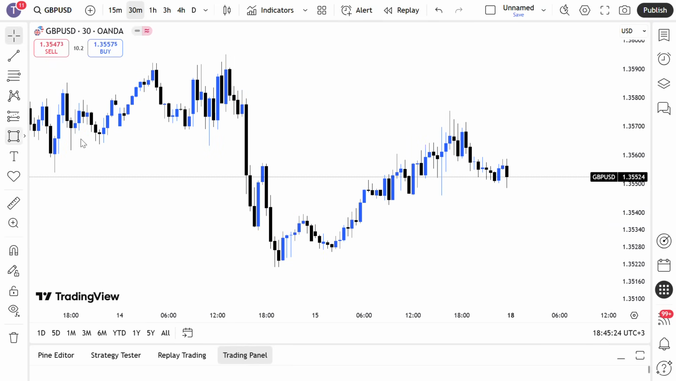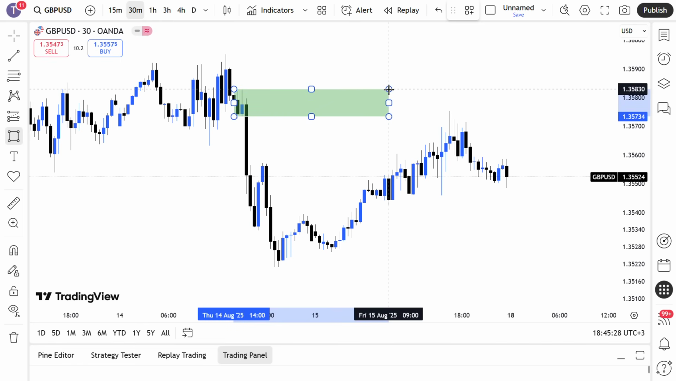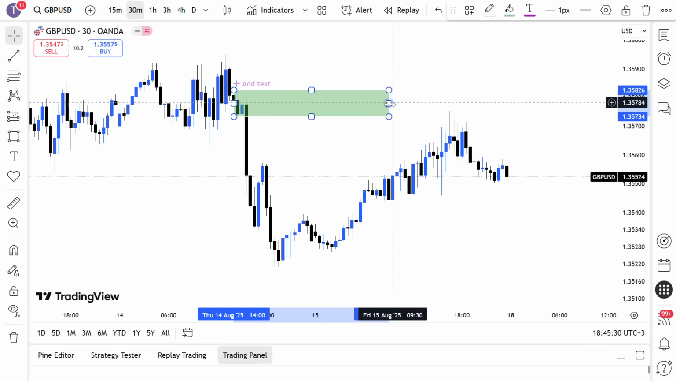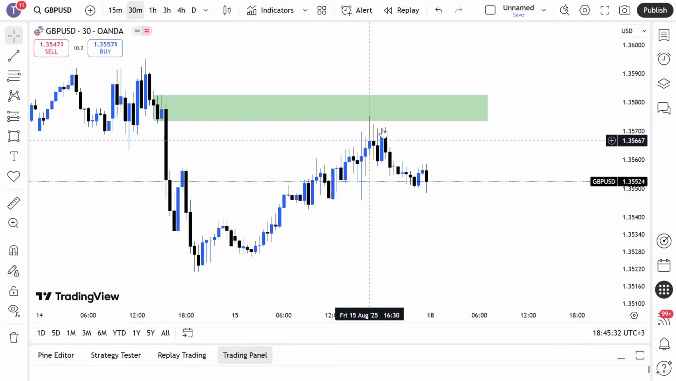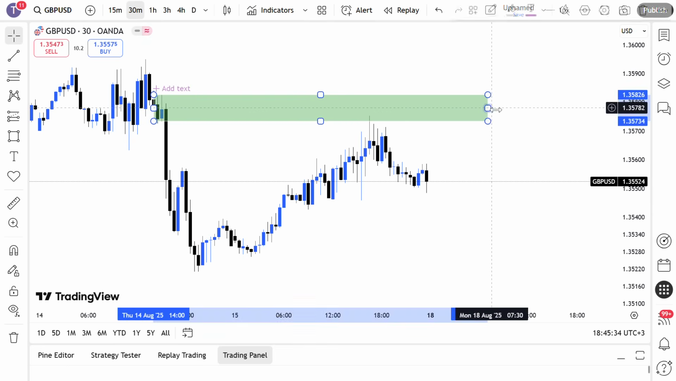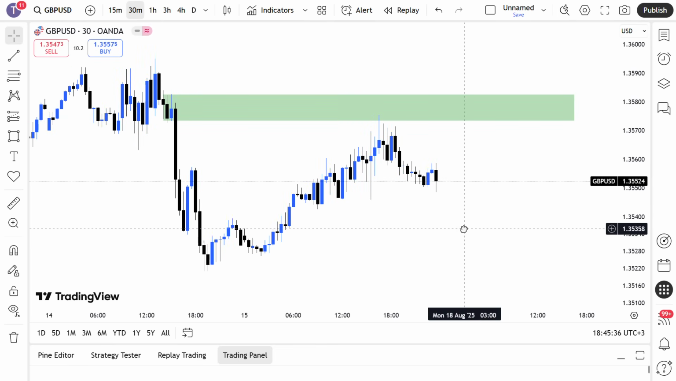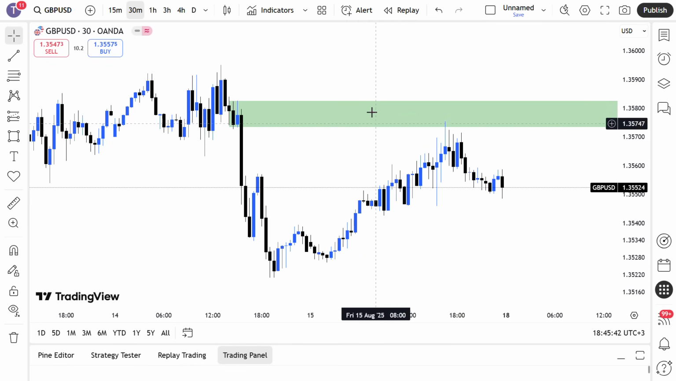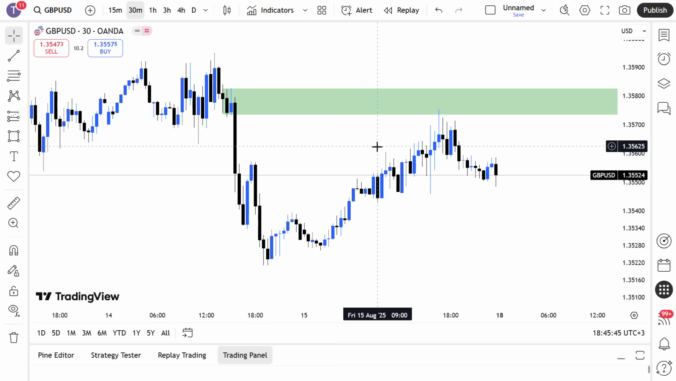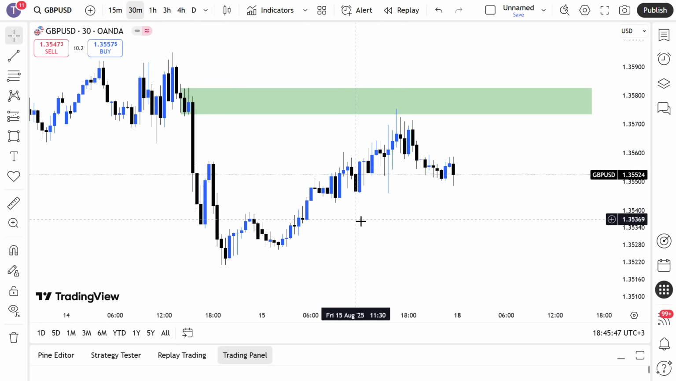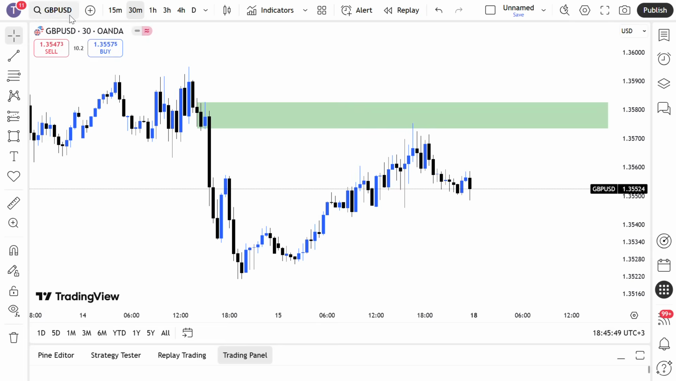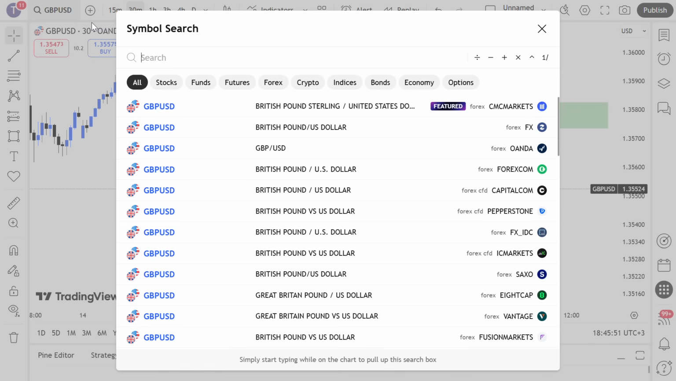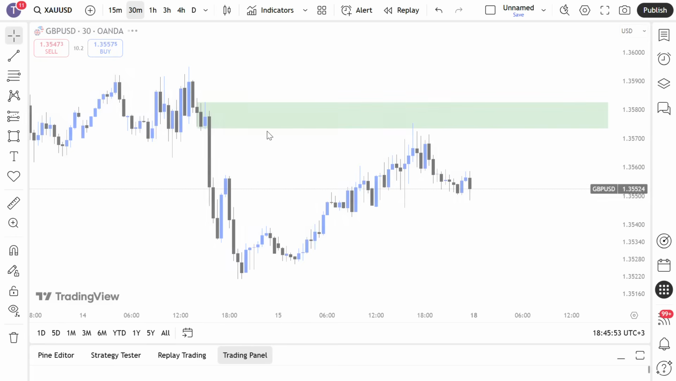Currently, price is reacting from this order block, a very good order block, but I don't advise someone to enter from this particular area just blindly. I would prefer that you look for a good confirmation before you enter. But currently, price is reacting from this order block. So I think that is it for GBPUSD. So let's go to gold.